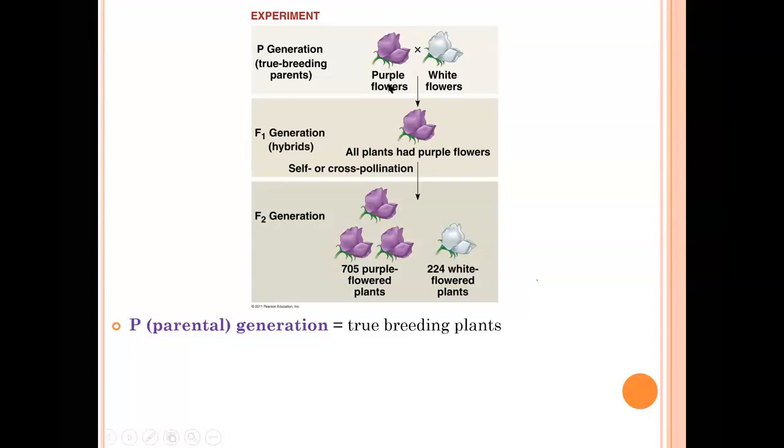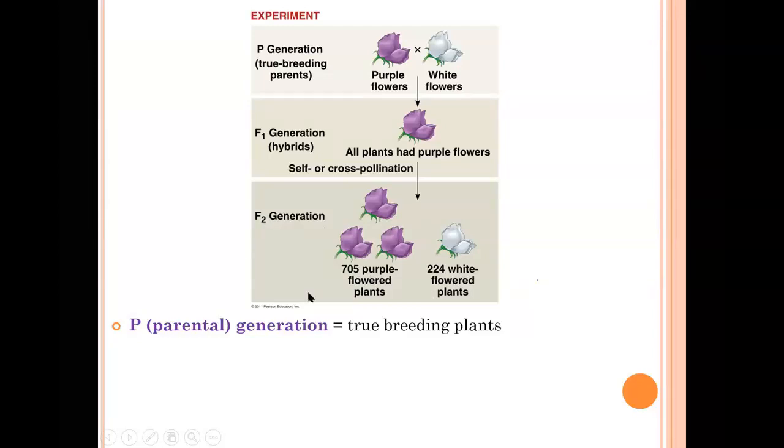So when you cross this purebred purple with the purebred white, you get all purple plants, or all purple flowers. That's called the F1 generation. The F1 generation is the offspring when you cross the two P generations, all right? Then when you take two F1 flowers, two purple flowers from F1, and breed them against each other, you end up with this result in the F2 generation.